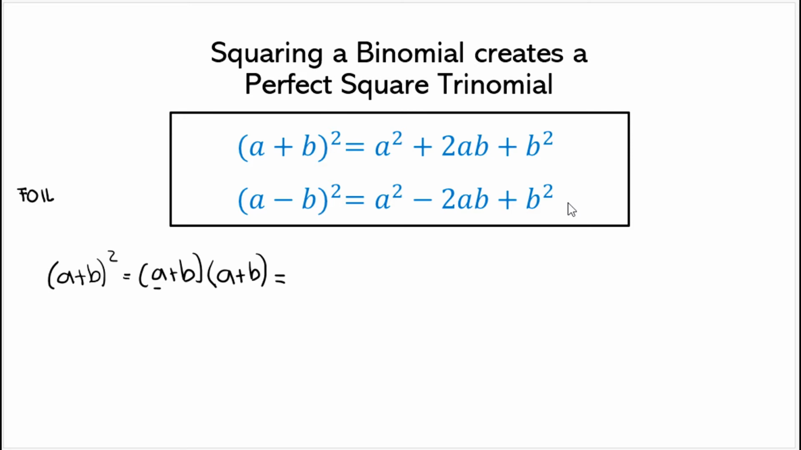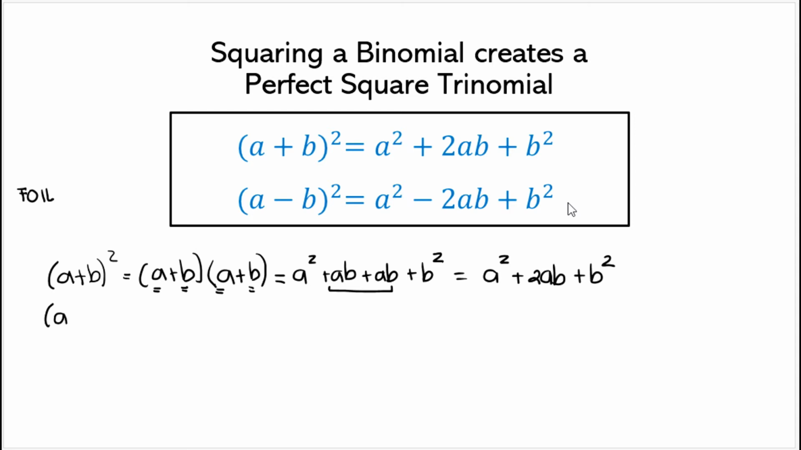So, for the first terms, we have a times a, that is a squared. For the outer terms, we multiply a times b, so we have plus ab. For the inner terms, we multiply b times a, so we have plus ab. And for the last terms, we multiply b times b, which gives us b squared. When we simplify, we combine the like terms. So that is the same as a squared plus 2ab plus b squared.